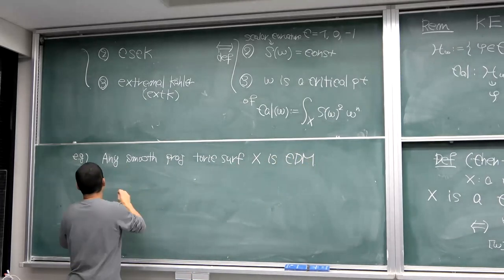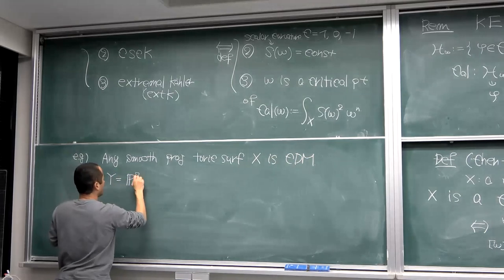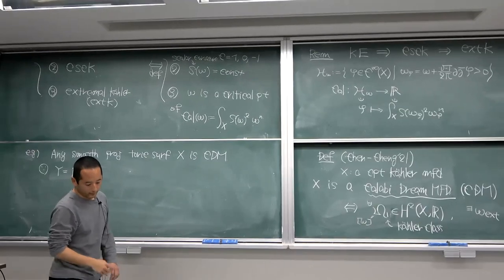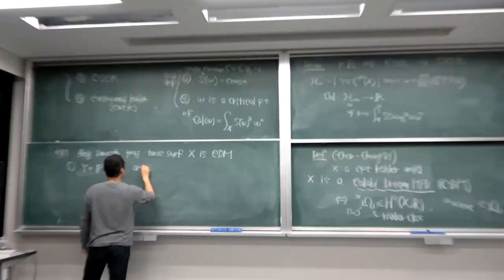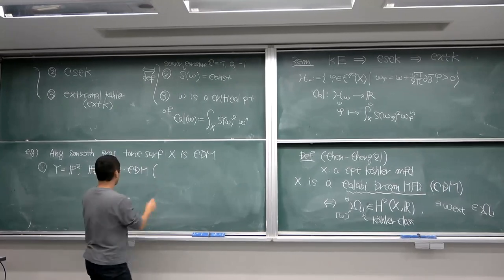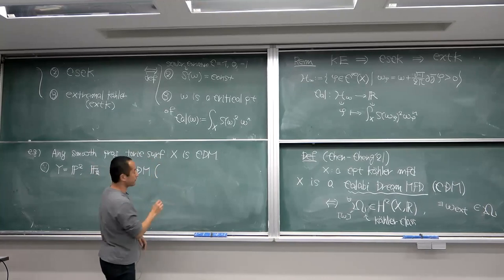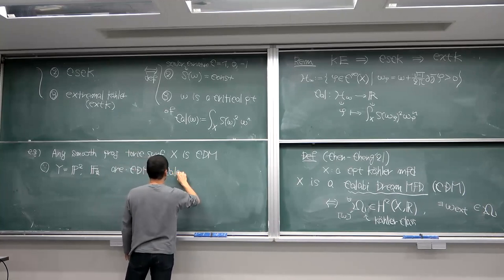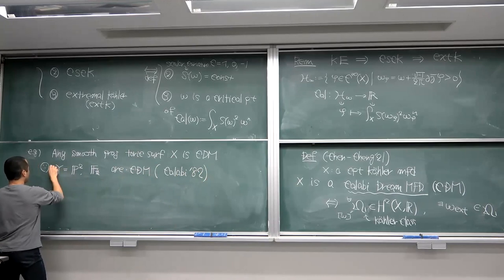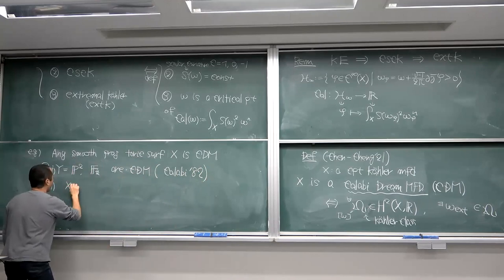Why? Because one thing is we can directly show that P2, the projective plane, and Hirzebruch surfaces, this is the case of Hirzebruch surface F_k, and these two are CDM. And originally, this was shown by Calabi himself. So each Kähler class of a Hirzebruch surface admits an extremal Kähler metric. So this is proved by Calabi himself in 1982, in his celebrated paper.